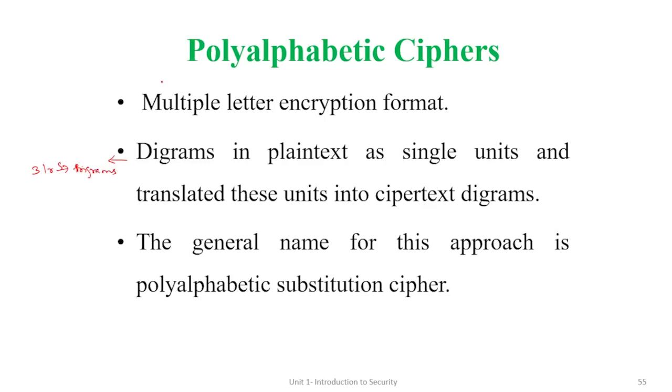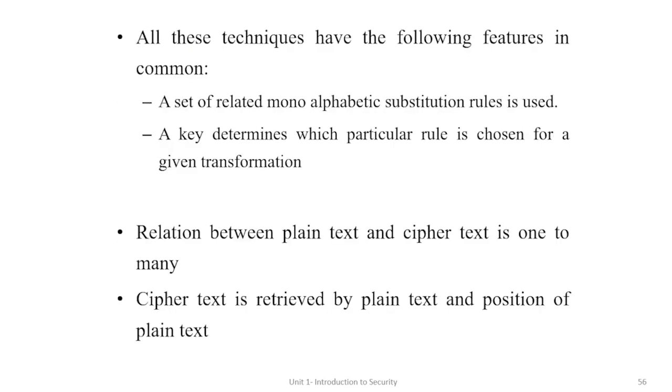So in a polyalphabetic cipher, there is the possibility of taking values as pairs. Those values may be digrams, trigrams or more. Another concept is that the length of the key should be greater than 1 in a polyalphabetic cipher. The general name for polyalphabetic cipher is polyalphabetic substitution cipher. All these techniques should follow these features.